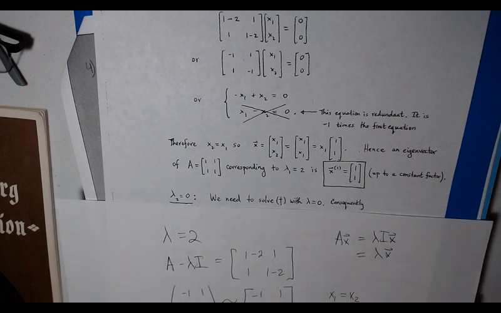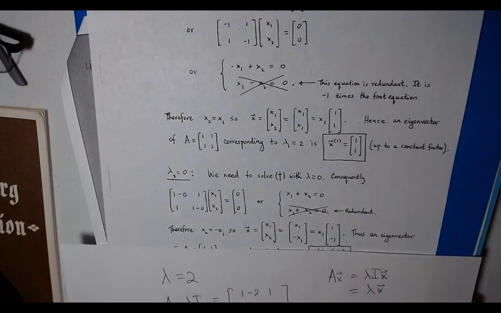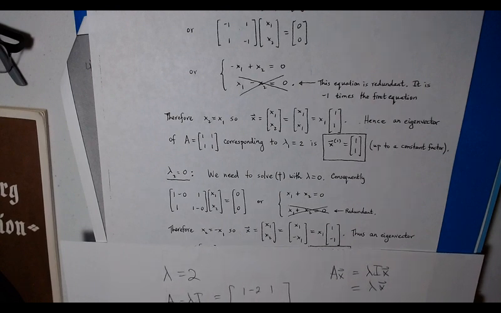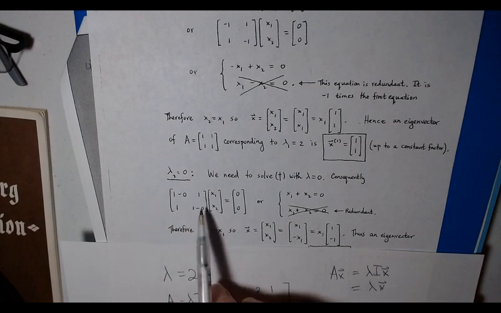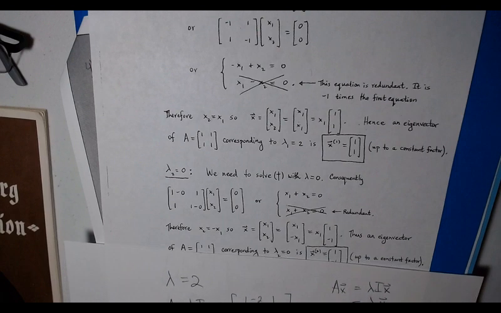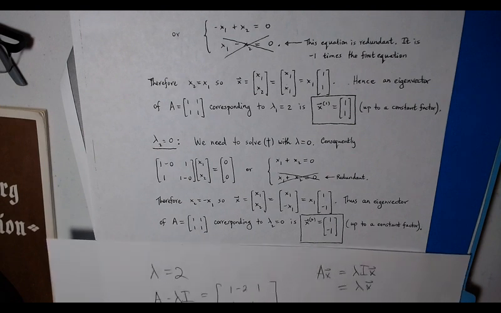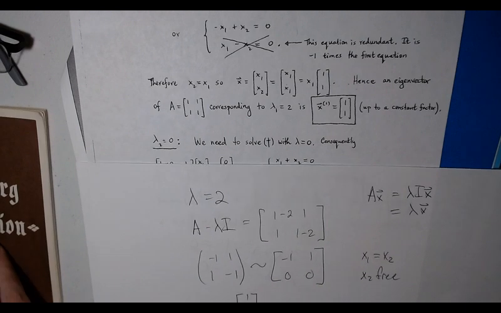And we can do the same thing when lambda equals 0. So now A minus lambda I is going to leave everything the same, right? Because lambda is 0, so we just get 1, 1, 1, 1. And when we row reduce this, taking row 1 minus row 2 and putting it in row 2, we just get x1 equals negative x2. So a solution for this would be (1, negative 1), or (negative 1, 1). They would both work. And so that's how you find the eigenvectors that go with an eigenvalue. All right, that's it for today.